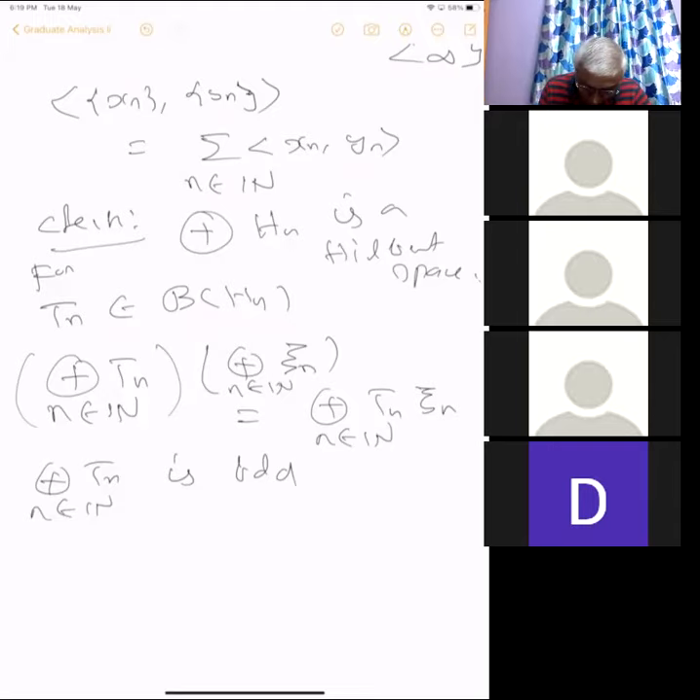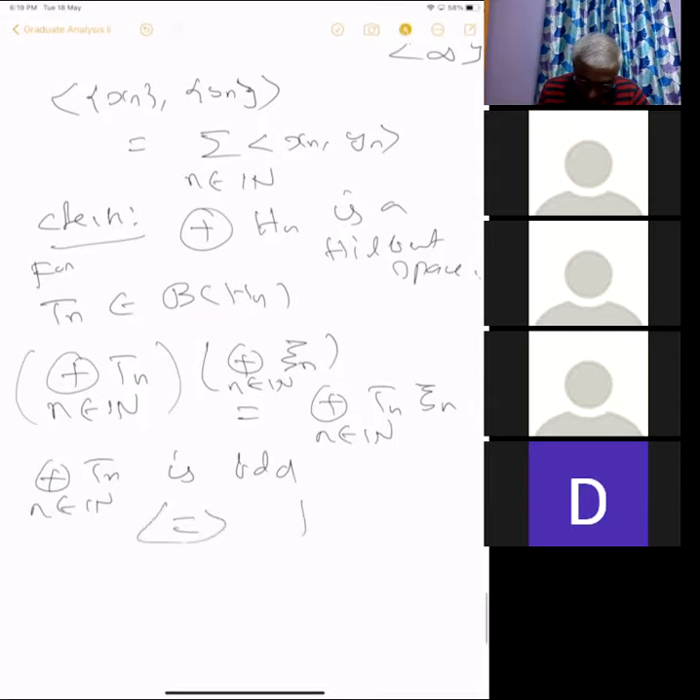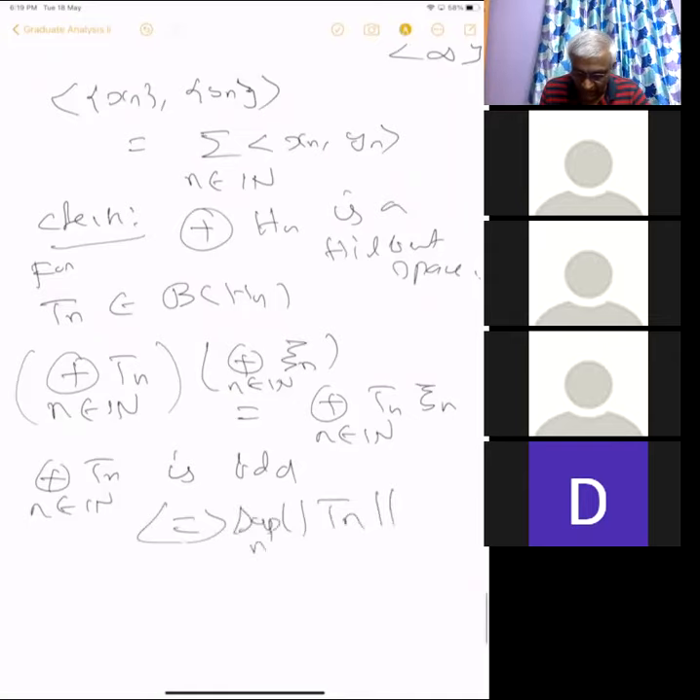This is bounded if and only if the supremum of the norms of Tn is finite. This is like a diagonal matrix, an infinite diagonal matrix, and it is bounded if and only if the supremum of the norms is finite. This I give as an assignment. It is such a small thing, so I give it as an assignment.